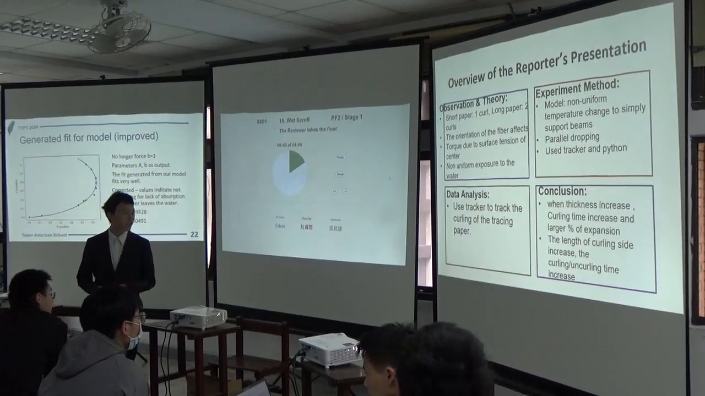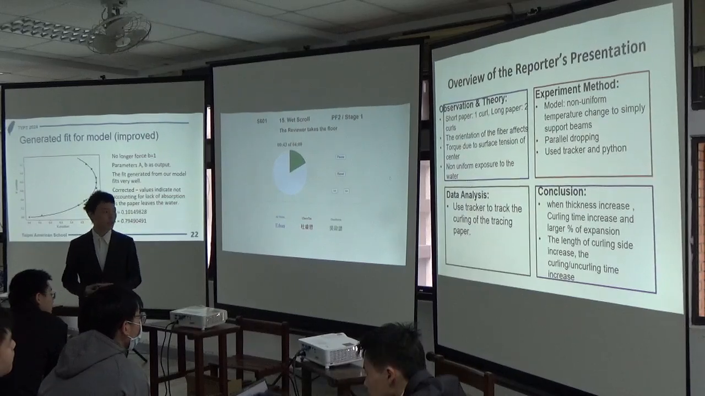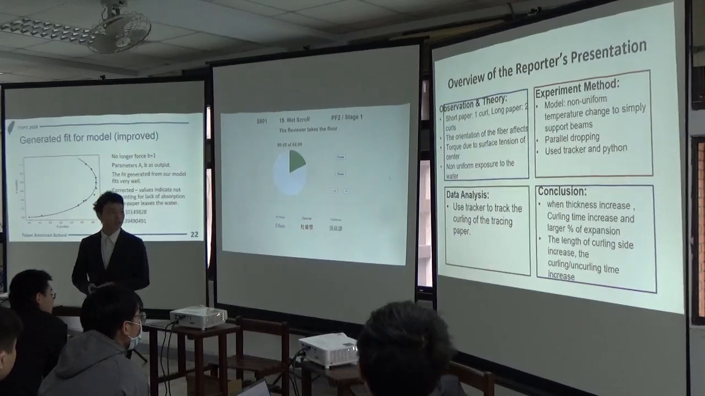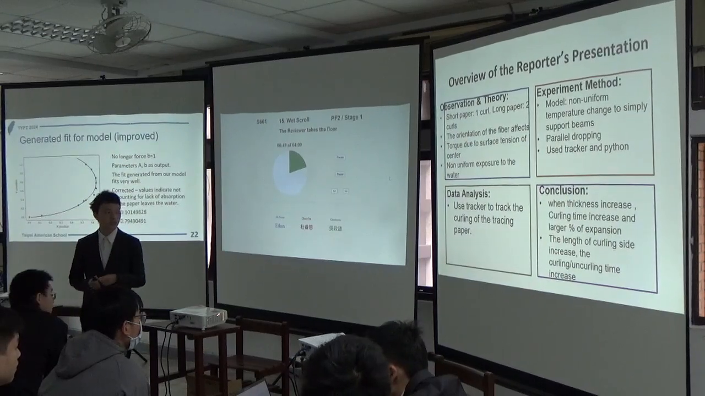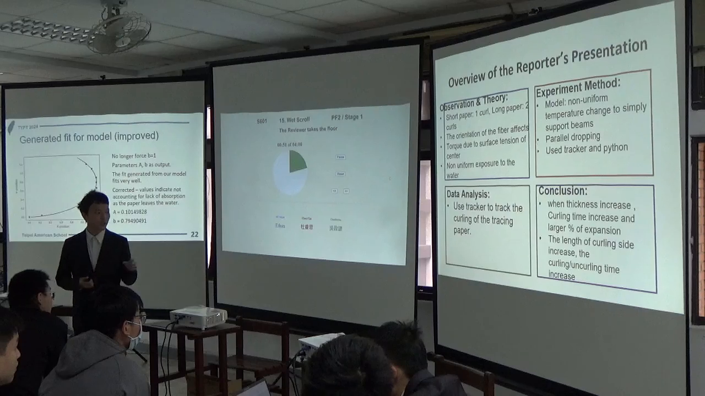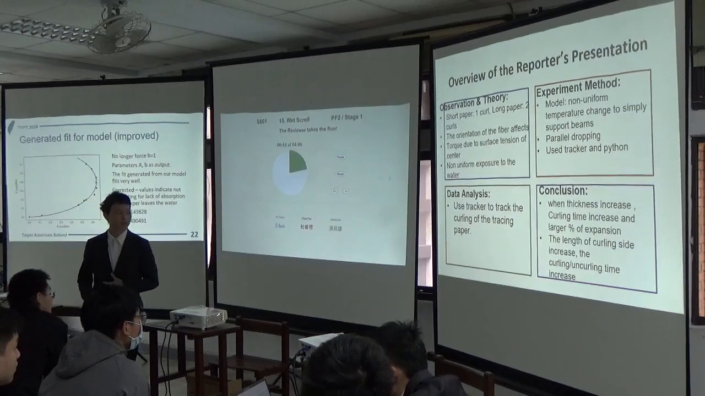And for the data analysis, they use Tracker to track the curling of the tracing paper. And for the conclusion, they thought that when the thickness increases, the curling time increases and the larger percent of expansion. And as the length of the curling side increases, the curling and uncurling time increases.